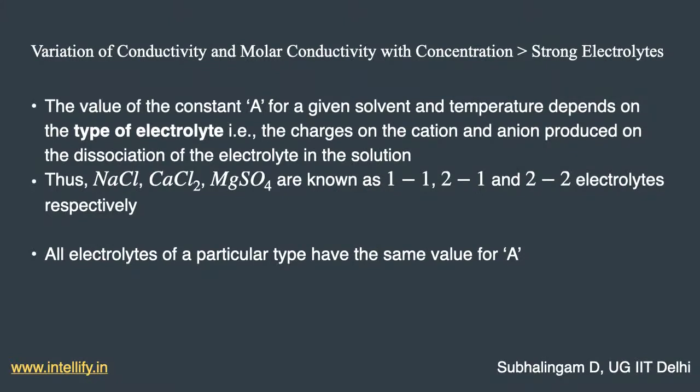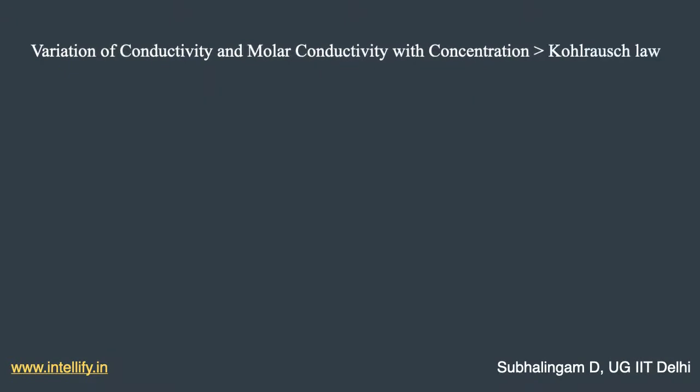All electrolytes of a particular type have the same value for A. So if I take NaCl, KCl, the value of A will be the same. I take CaCl2, BaCl2, MgCl2, the A value will be the same. Hope it's clear. Now we will study something called Kohlrausch's Law.